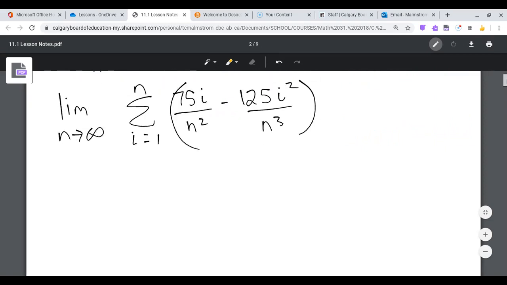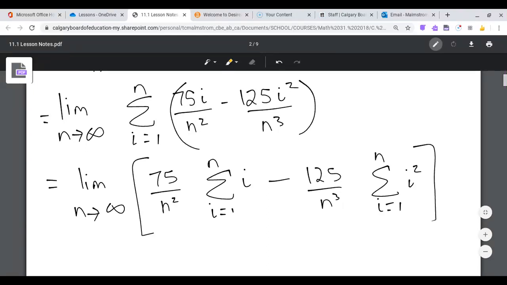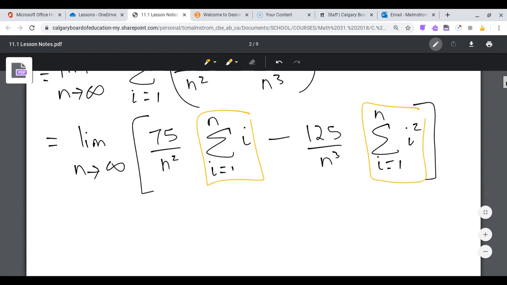Okay, at this point, we're really back to our chapter 10, 10.4 lesson, working with those sigmas. So I want to give each of these their own sigma and factor out the constant piece. I'm going to take out the 75 on n squared and leave the i, minus, let's give these each their own sigma. So 125 on n cubed and leave the sigma for i squared. And now these have formulas, okay? That was the point. We want to replace those with the formulas from that 10.4 lesson, okay?